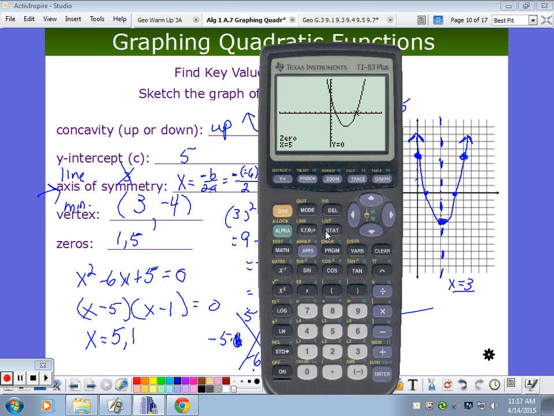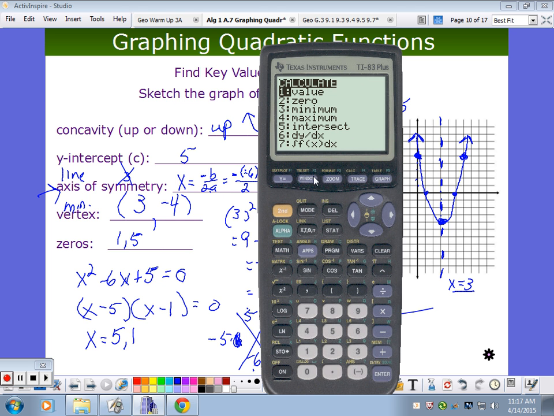Now, what about the vertex? That's here. How am I going to find that value? You do the same thing. I do, but is that a zero? Not a zero. Yeah, and I wish there was a button. Is there a button here called vertex?